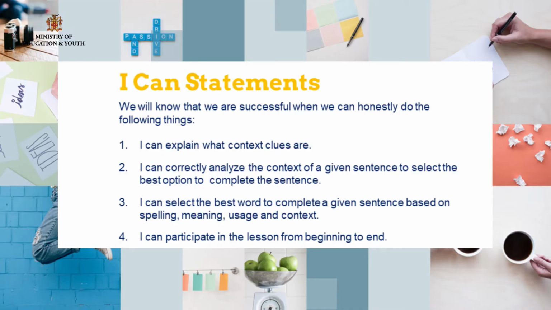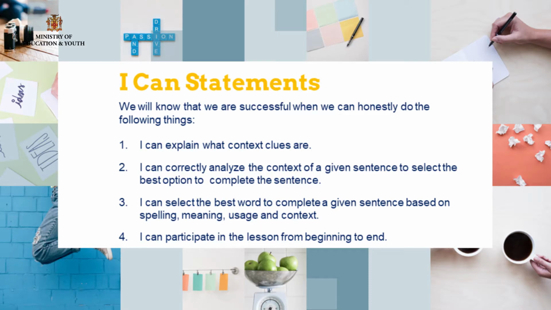So we know that we'll be doing activities that relate to text completion, but how will we know that we are successful? We will know that we are successful when we can honestly do the following things. You should be able to honestly say yes to these I can statements. Number 1, I can explain what context clues are.